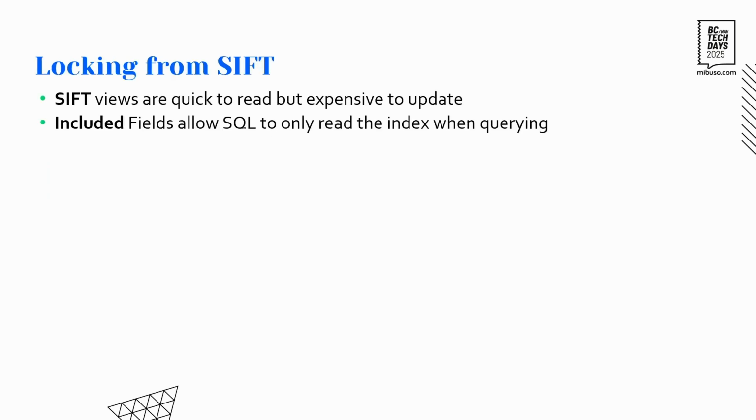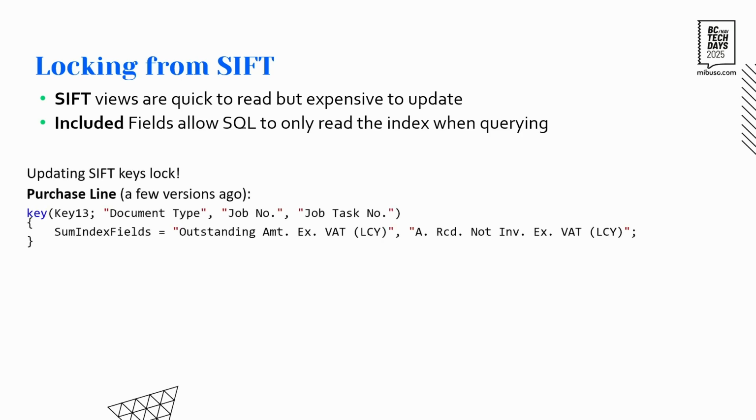The last thing regarding locking is we can also get locks from SIFT, and I guess most of you know that. But just know that you should use SIFTs carefully, because they're expensive to update, but they also make retrieval of sums all very fast. And so a few versions ago, we had this key on our purchase line. And by the way, all our sales and purchase lines indexes are now only using included fields, so we removed SIFTs from them to avoid locks.